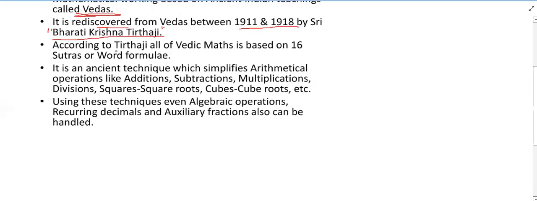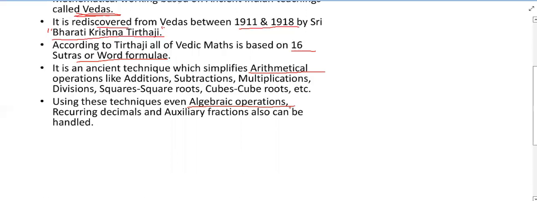According to Tirtha-ji, all of Vedic math is based on 16 sutras. 16 sutras, we also call them word formulae. He has given some word formulae. Next, it is an ancient technique which simplifies arithmetical operations like addition, subtraction, multiplication, division, square roots, cubes, cube roots. And not only arithmetical operations, it is useful for algebraic operations also.